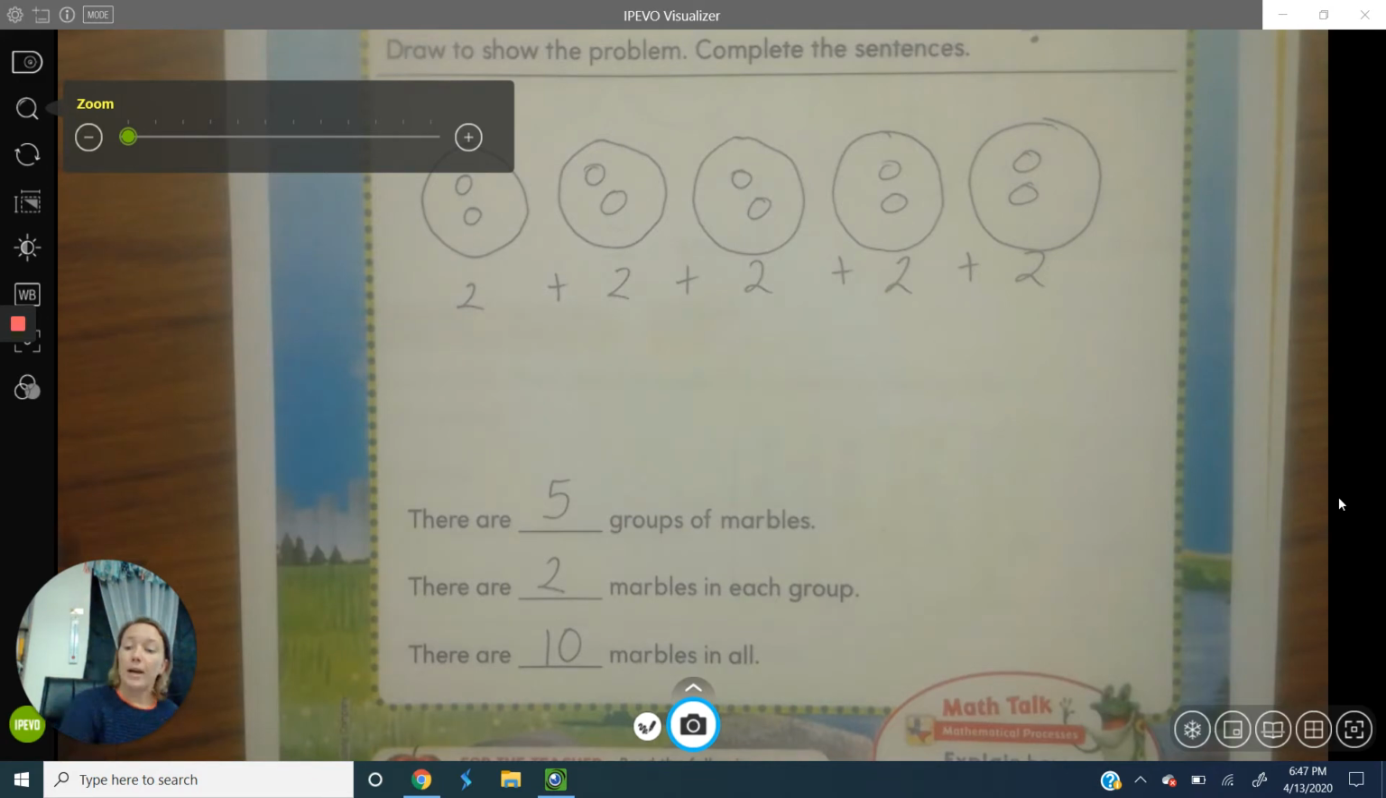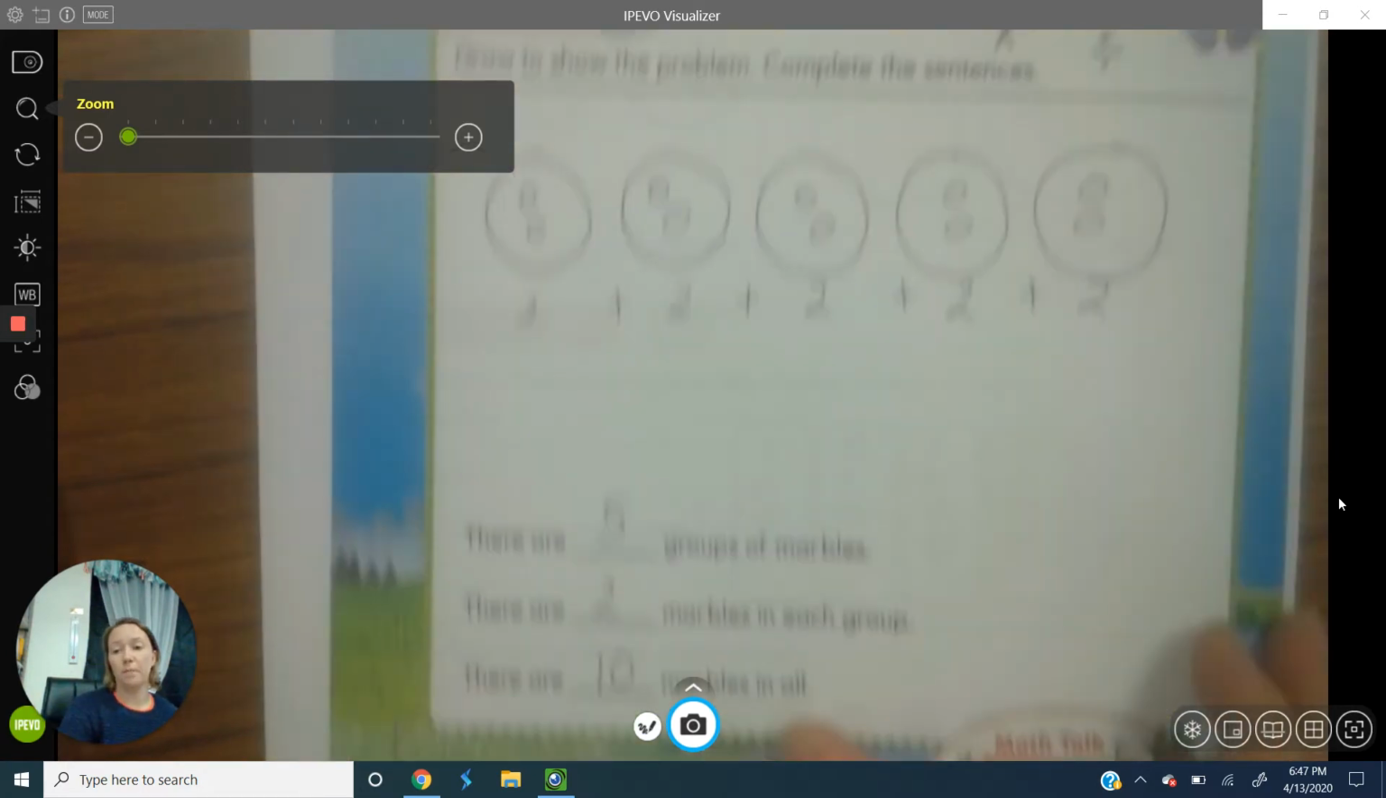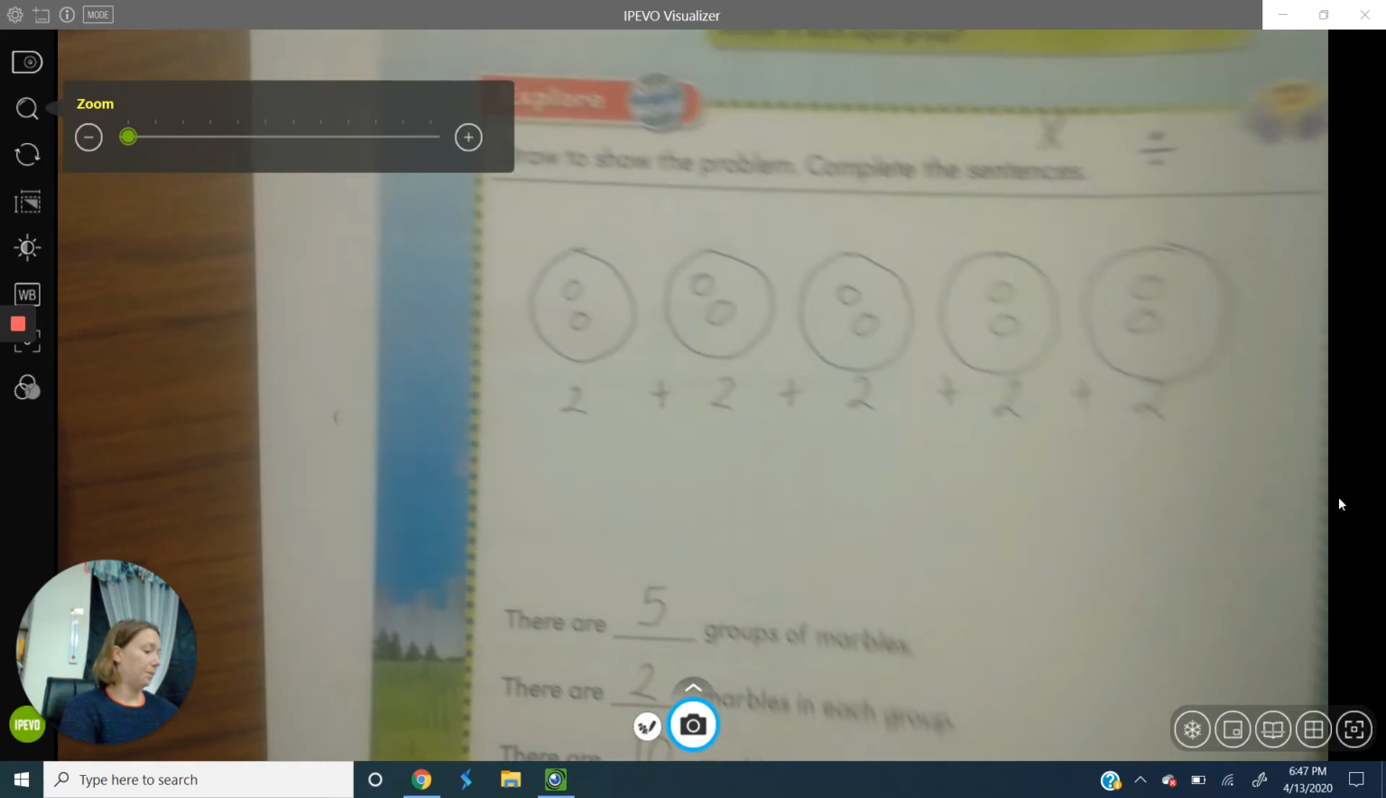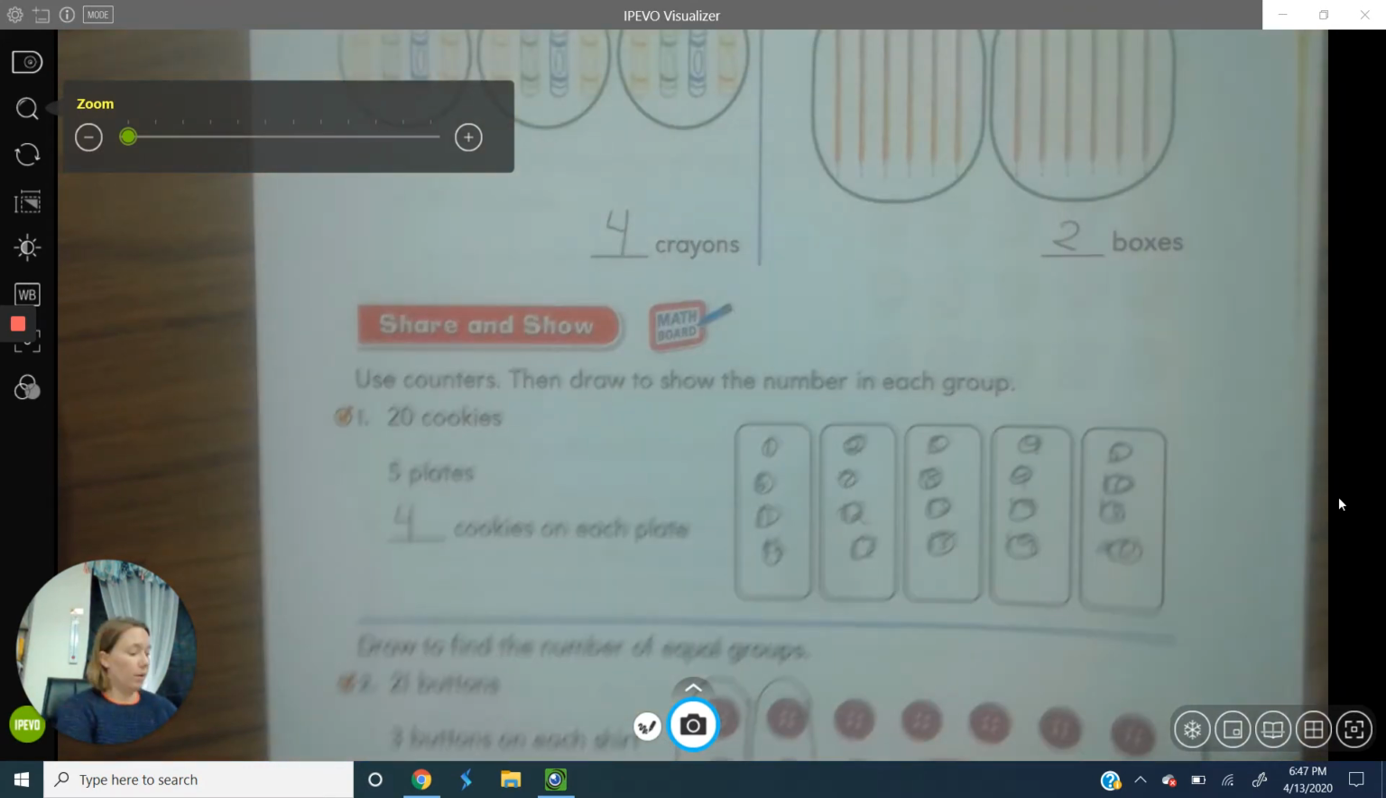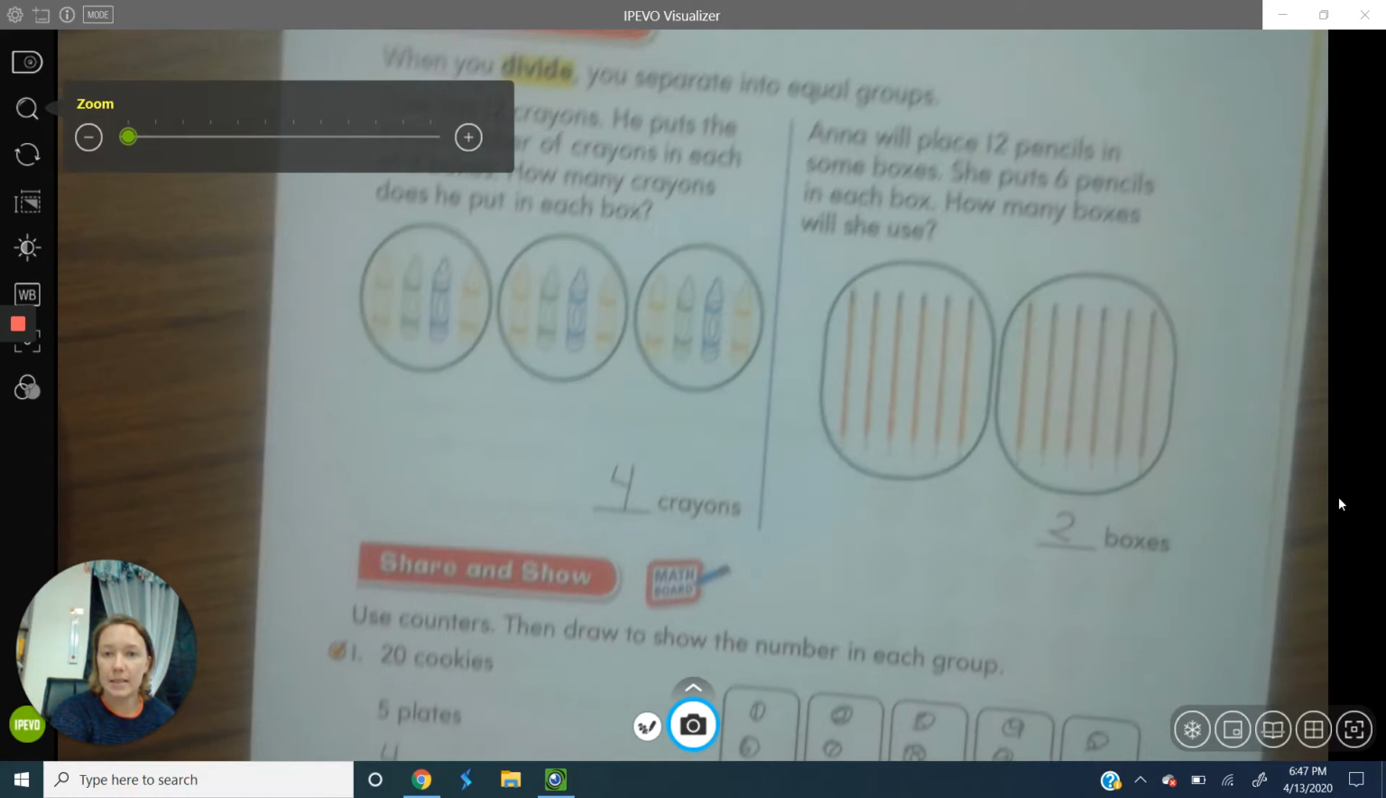Okay? So I'm going to continue on. You hit pause whenever you need to, and then hit play when we're ready to go to the next part. All right. So now we're on page 406.